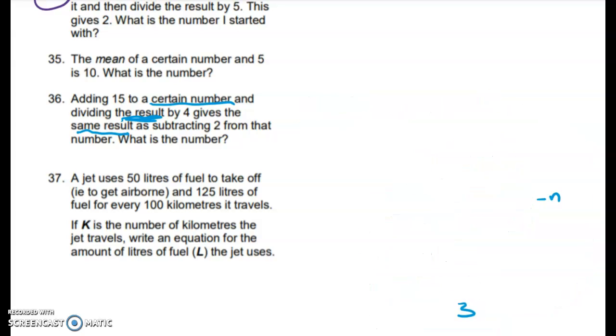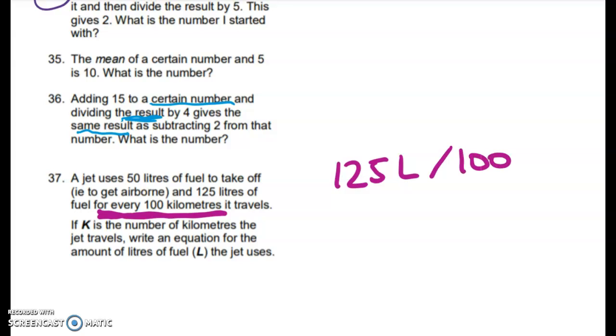Okay, so a jet uses 50 litres of fuel to take off, and it uses 125 litres for every 100 kilometres it travels. So it's 125 litres per 100 kilometres. We're told that if k is equal to the number of kilometres the jet goes, write an equation for the amount of litres of fuel the jet uses. Now notice here that k is not a unit of 100 kilometres. K is just the number of kilometres.